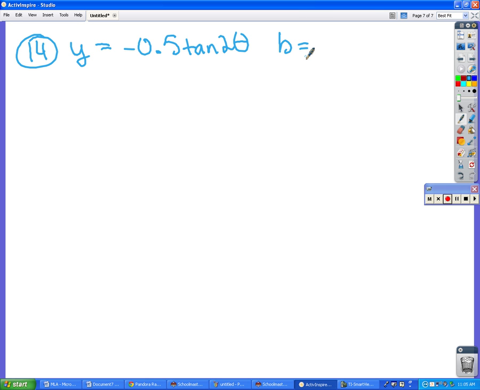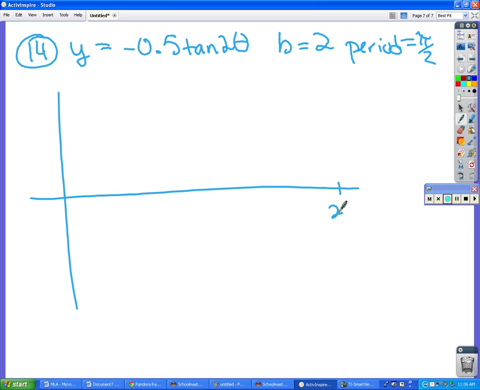So B is what? 2. So the period is pi over 2. And remember, they want us to draw this in the interval from 0 to 2 pi. Where's the first asymptote going to be? Pi over 4.